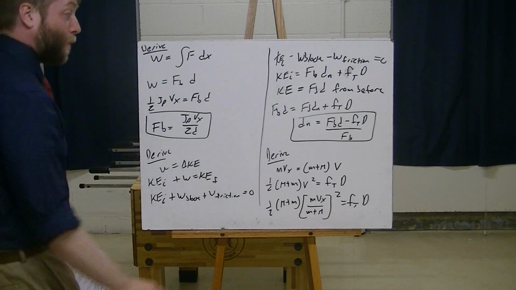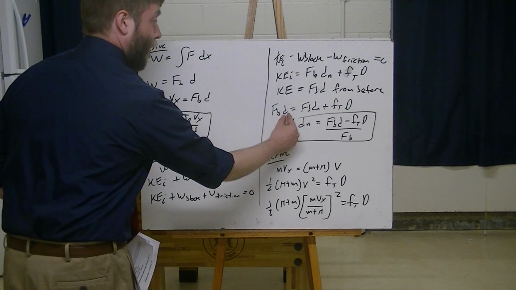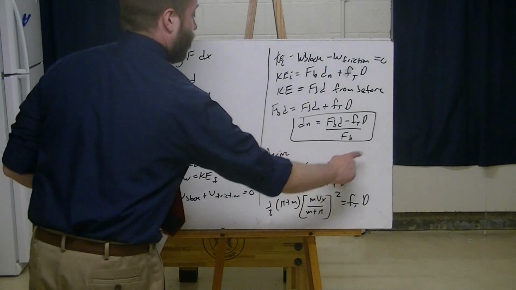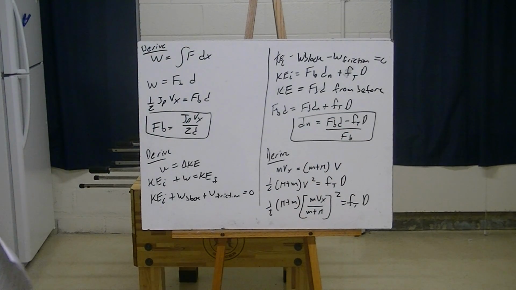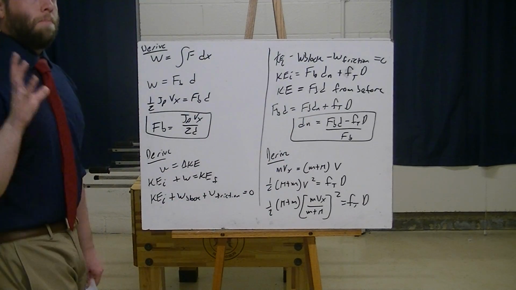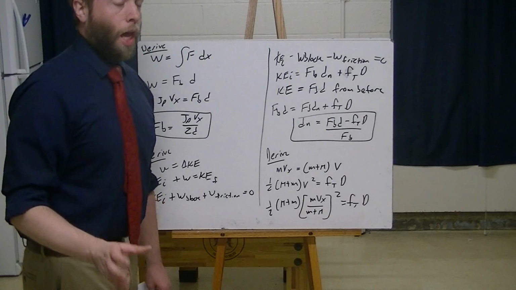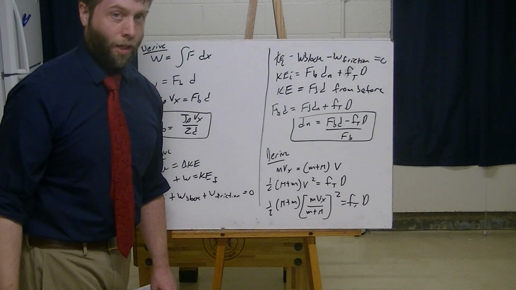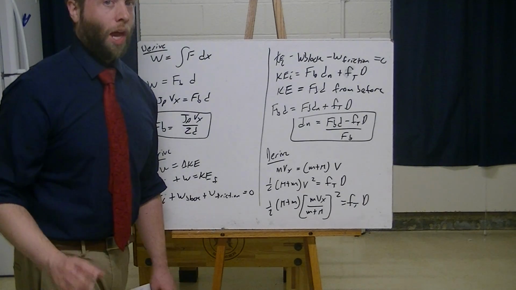Again, I hate this problem because they're expecting you to keep track of D and DN representing the two different distances, and you're going to solve for DN here of FBD minus FTD over FB. Guys, please take a deep breath. If you can't figure out this part, don't worry about it.